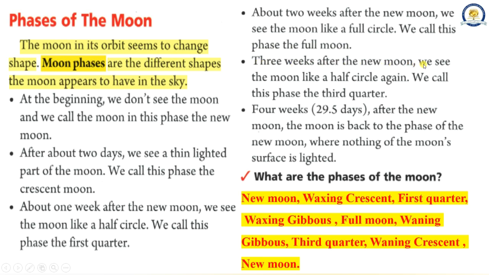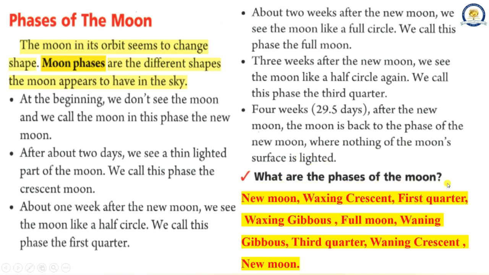3 weeks after the new moon, we see the moon like a half circle again. We call this phase the third quarter. 4 weeks, 29.5 days, after the new moon, the moon is back to the phase of the new moon, where nothing of the moon's surface is lighted.